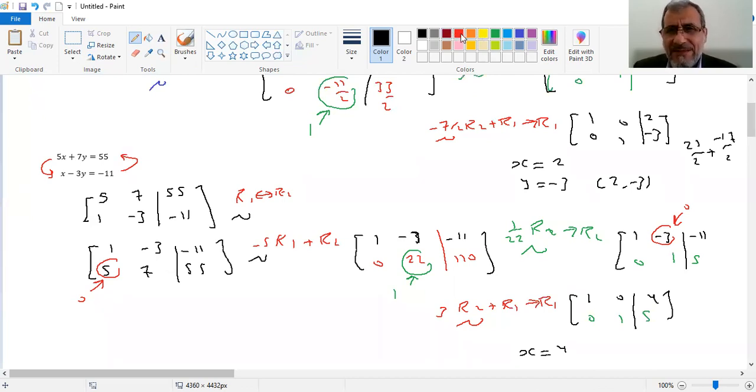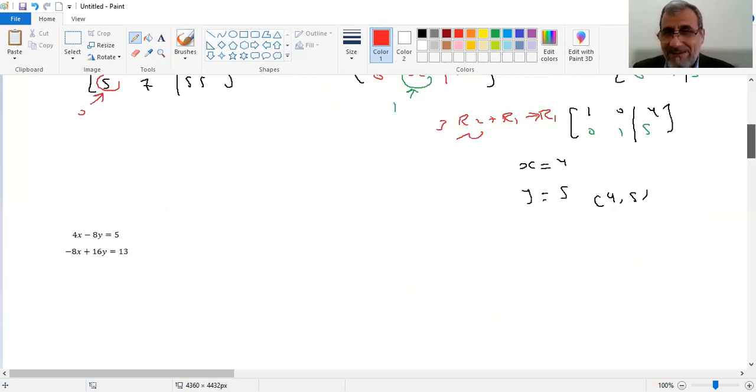Let's check the answer. If I put x equals 4, 5x will be 20, plus 7 times 5 is 35. 20 plus 35 is 55, which is correct. If I put 4 minus 3 times 5, which is 4 minus 15, that is negative 11, which is correct. So the answer is correct.